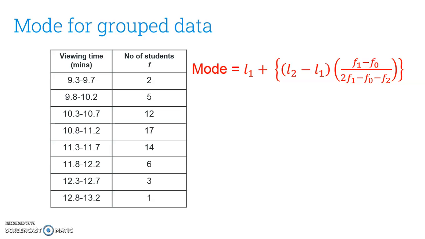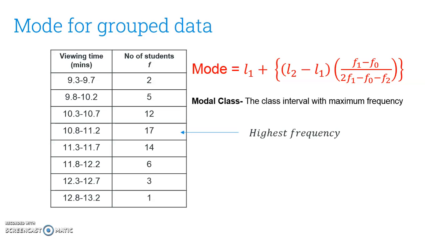The next thing is to understand the definition of mode. Mode is the value which occurs most frequently. So we are supposed to locate the value with maximum frequency. We locate the modal class, the class interval with maximum frequency. If you check the frequency column, the maximum frequency is 17. So the corresponding class is the modal class, that is 10.8 to 11.2. So we got the lower class limit L1, that is 10.8, and L2, the upper class limit, is 11.2.